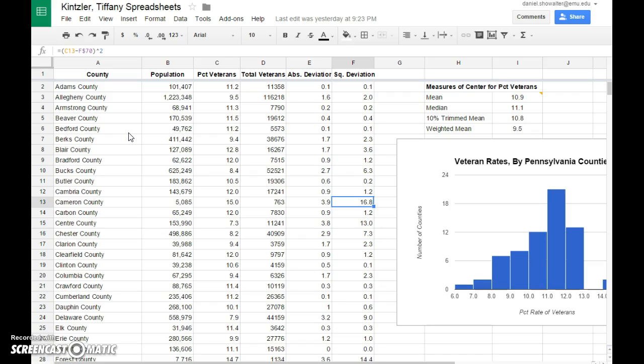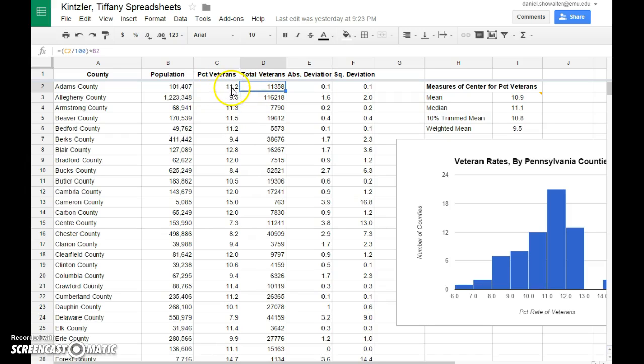She was looking at all the counties in Pennsylvania and first grabbed the population of each county and then the percent veterans. So what percent of the people living in that county were veterans. Through those two, she was able to then calculate the total veterans. And if you think about it, if we have 101,000 people in Adams County, 11.2% of them are veterans, all we need to do is take 0.112 times this population, and that would give us the total number of veterans.